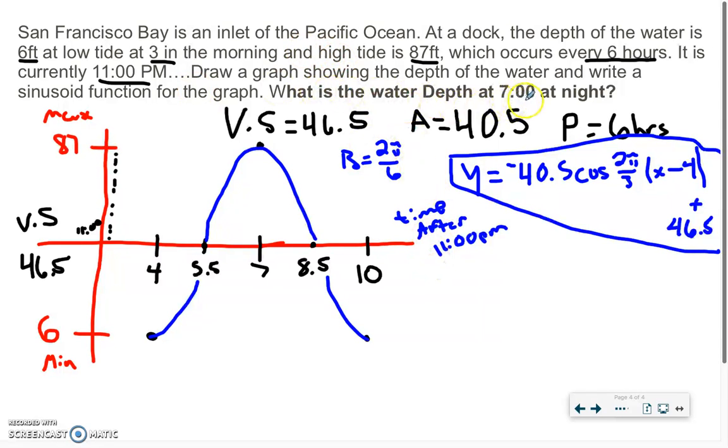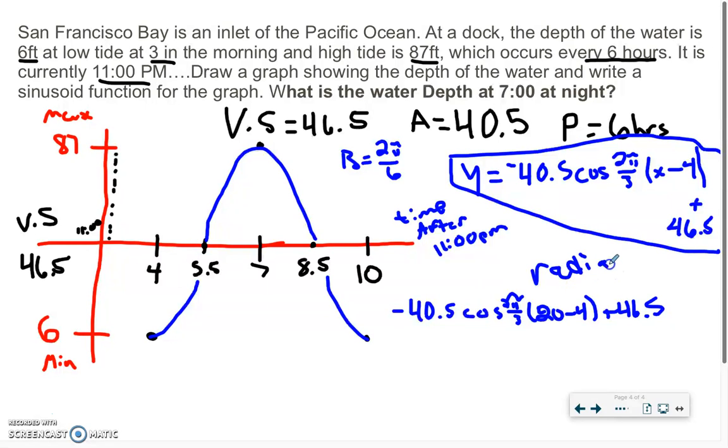So when I ask the question, what is the depth at 7 o'clock at night? Well, if it's 11 p.m., how many hours is that past? You're looking at 20 hours have passed. So when I solve this on my calculator, I'm going to go negative 40.5 cosine of 2 pi over 3, 20 minus 4, plus 46.5. And we need to make sure that our calculator is in radians.